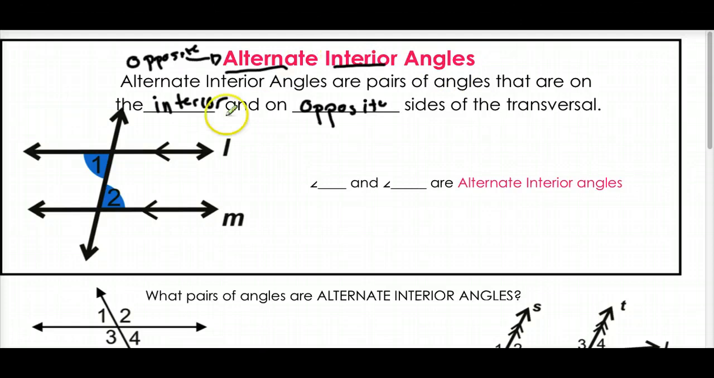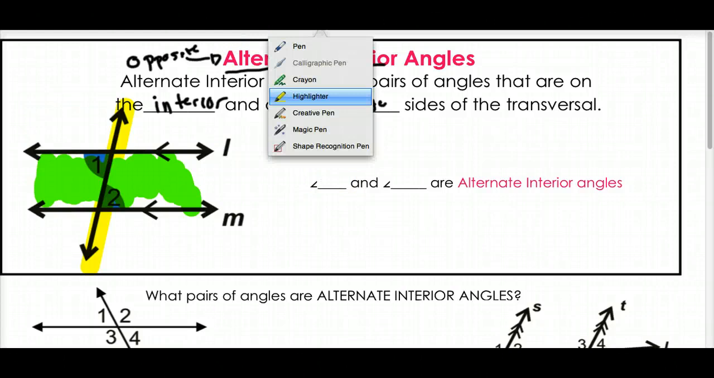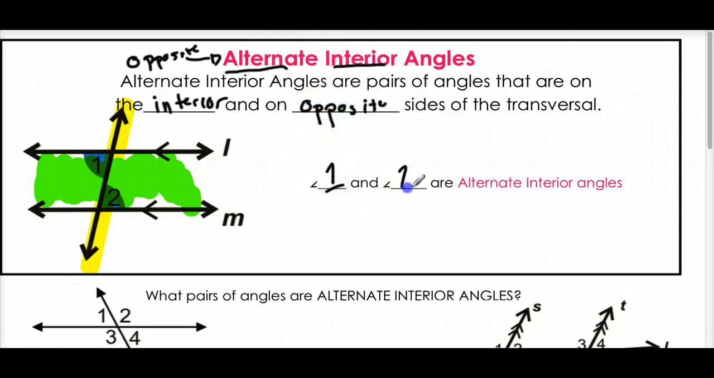Now why does it have that name? Let's discuss. Well, let's find our transversal. Our transversal is the line that goes through at least two other lines. So this is our transversal going through two lines. And if you look, we have our interior section, which is right here. And angles are formed now. Now we have angles 1 and 2 in this case. Now if you look at these, angles 1 and 2 are on the interior of our two lines, and they are on opposite sides of the transversal. So we would say that angles 1 and 2 are alternate interior angles. Opposite sides of the transversal and on the interior of the two lines.